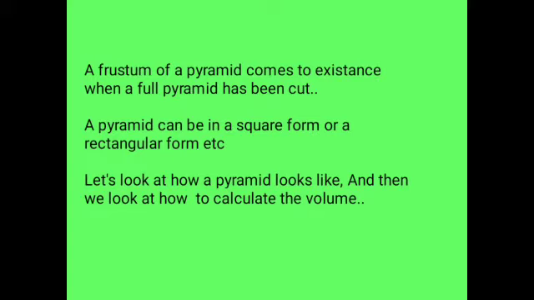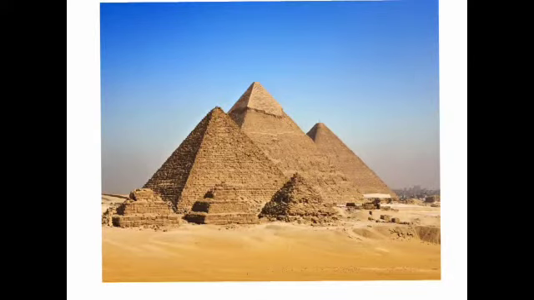The best example to give is the three great pyramids found in Egypt. I think these are famously known by everyone. We know these pyramids. That is how a pyramid looks. It's the best example I can think of giving you. Let's look at how the frustum of a pyramid is formed.